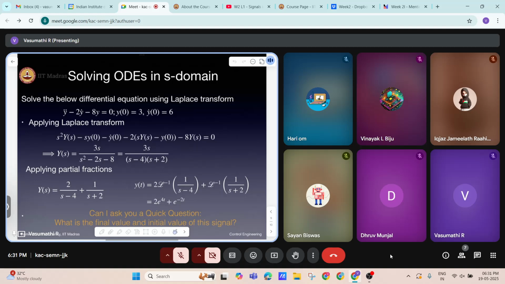Here one quick question was asked: what is the final value and initial value of the system? Can we find the final value or initial value of the system? Can we find it? If yes, how can we find it? Can people answer?